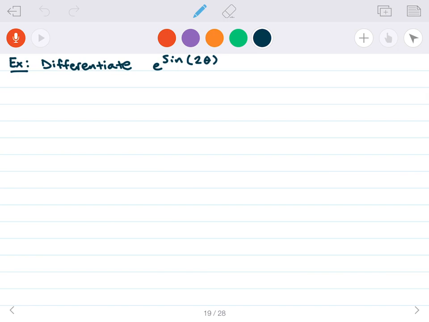Okay, let's do this one. e to the sine of 2 theta. So my outer function, I'm going to have to use the chain rule because I have a function in a function. My outer function is e to the x. My inner function, or my inside function, is sine of, actually let's make this theta because it says theta. Let's do this again. We have f of theta is equal to e to the theta, and g of theta is what I'm plugging in for theta, which is sine of 2 theta.